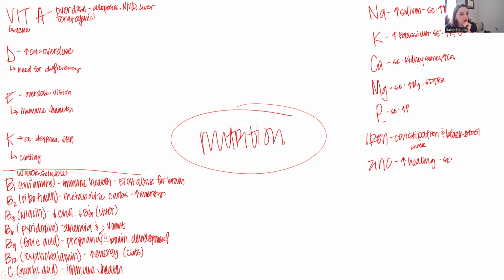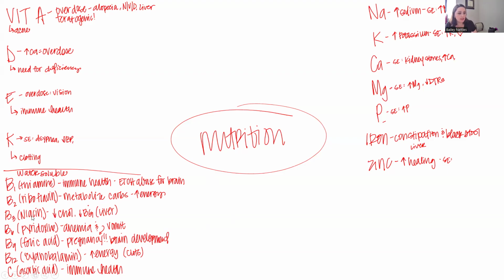So then we have our water soluble vitamins. We have thiamine, that's for immune health. Riboflavin helps you metabolize carbs better. Niacin decreases your cholesterol and your blood sugar. Pyridoxine is used for anemia and pregnancy-induced vomiting. I'm sorry. Thiamine, so we use it for alcohol abuse. It helps protect your brain from the alcohol abuse. The riboflavin increases your energy because it metabolizes carbs better.